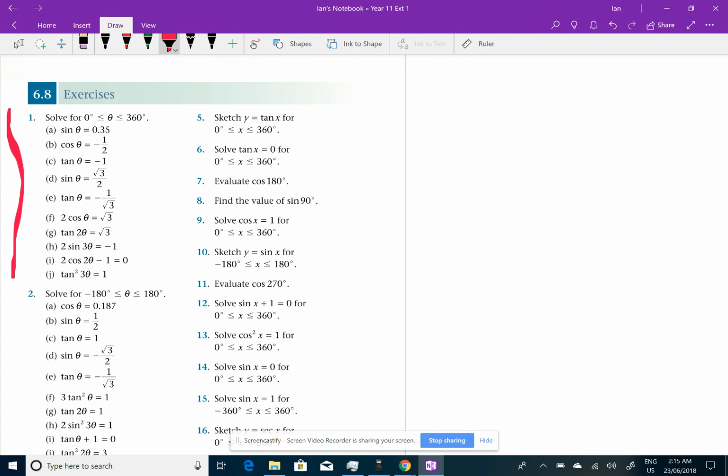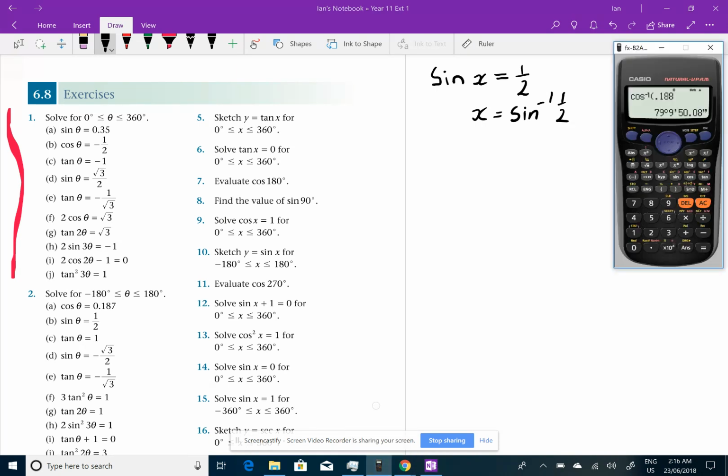I'm going to start with one that's actually not there. I'm going to try and do an example question. So let's take sine of an angle, x, equals a half. Now we know how to find the acute angle of this. We can just inverse sine a half, and that'll get us the answer. So shift sine 0.5, and I get 30 degrees.